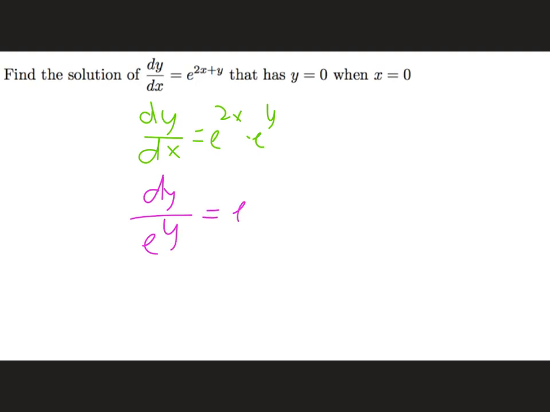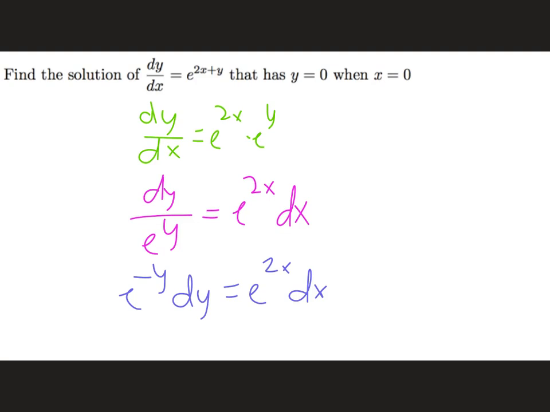Find the solution that has y equals 0 when x equals 0. Okay, let's give this a shot. So I'm going to rewrite this as dy/dx equals e to the 2x times e to the y. Let's go ahead and separate those variables. dy over e to the y equals e to the 2x dx. Now I'm a little concerned about that left side, that someone's going to mess that up. So I'm going to write that as e to the negative y dy equals e to the 2x dx.